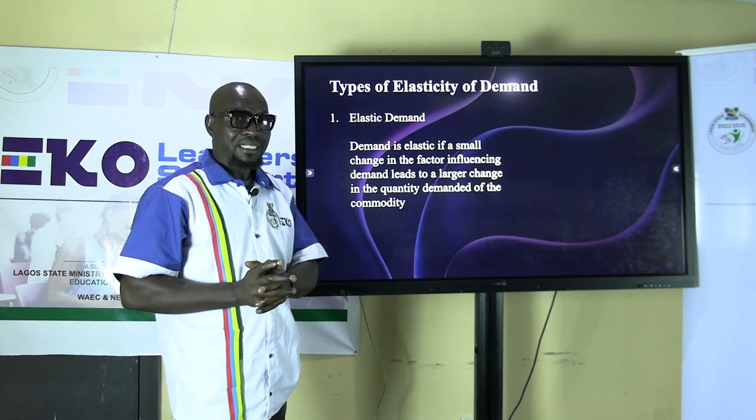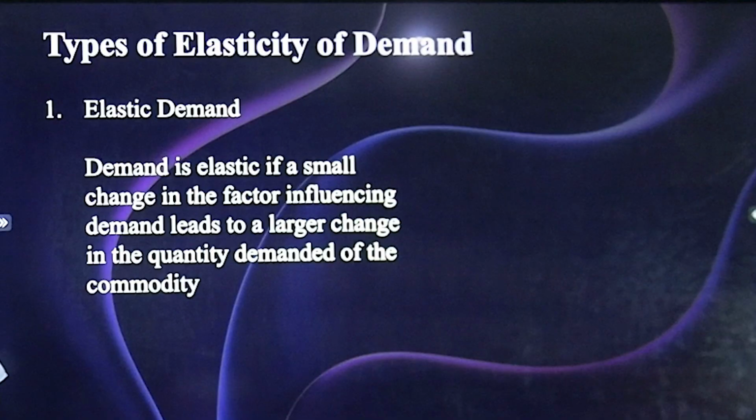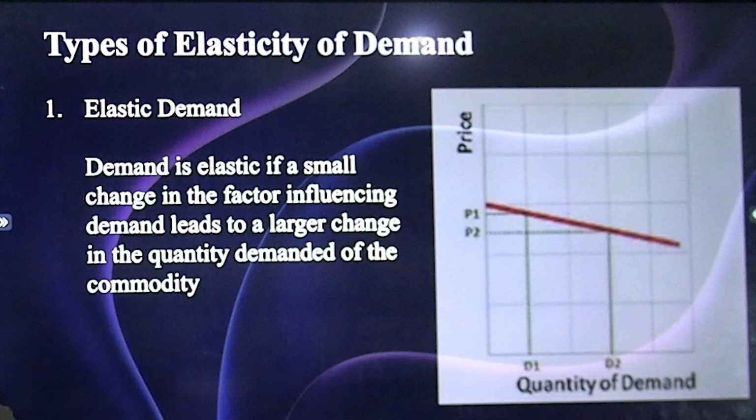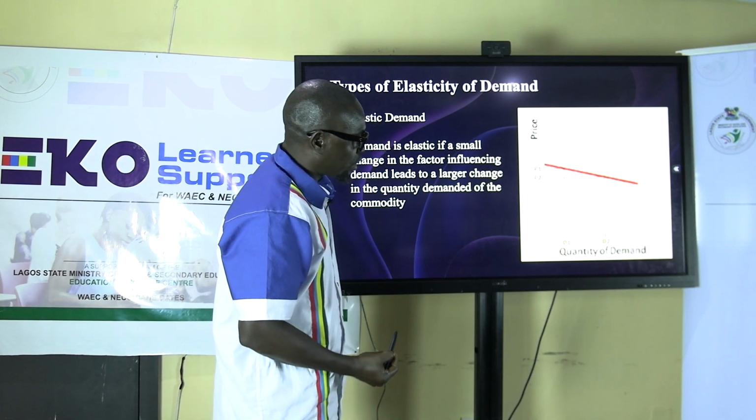We say demand is elastic if a small change in price, a small percentage change in price, leads to an even larger or bigger or greater percentage change in the quantity demanded of that product. Diagrammatically, it is represented as a gentle sloping demand curve, where change in price from P1 to P2, which is rather small, leads to a larger change in the quantity demanded of the commodity or the product from D1 to D2.